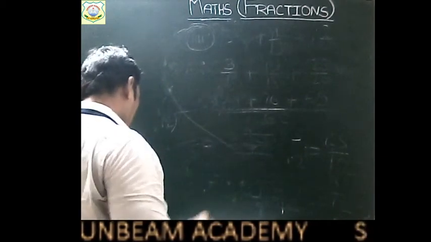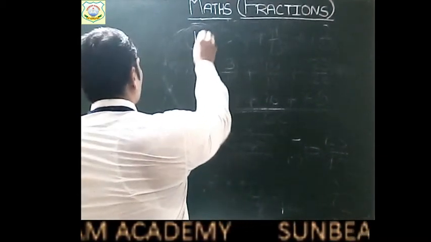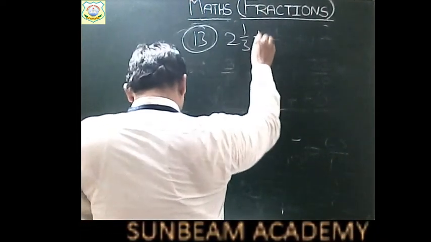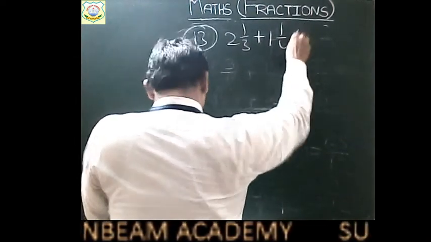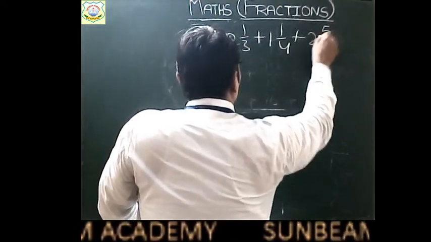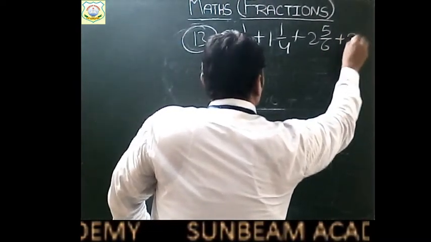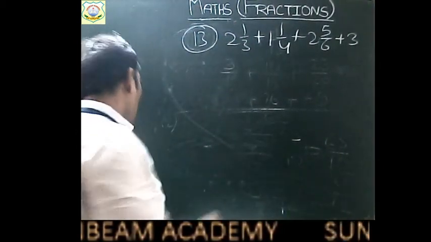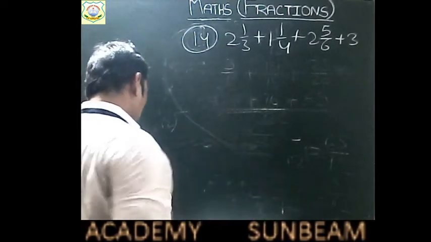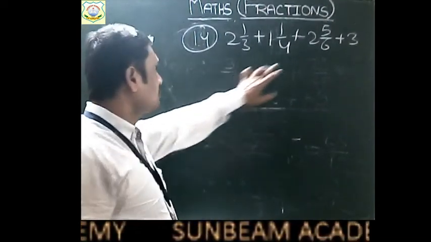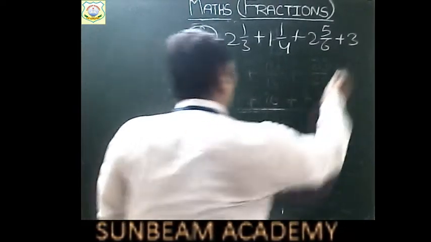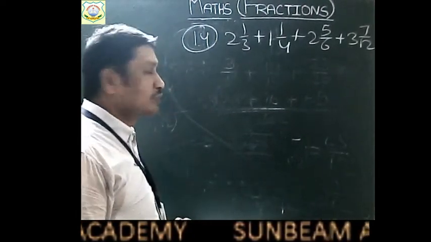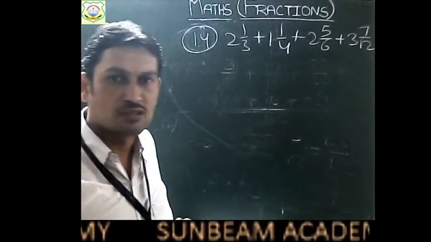I am solving one more question, children. Suppose I am solving question number 14. The question is 2 whole 1 by 3 plus 1 whole 1 by 4 plus 2 whole 5 by 6 and plus 3 whole 7 by 12. This is question number 14. Okay, not 13. So 13 you can solve by yourself. The same process you have to follow.